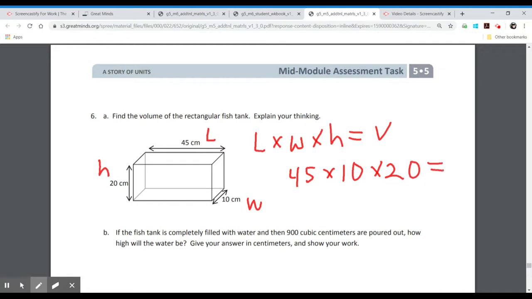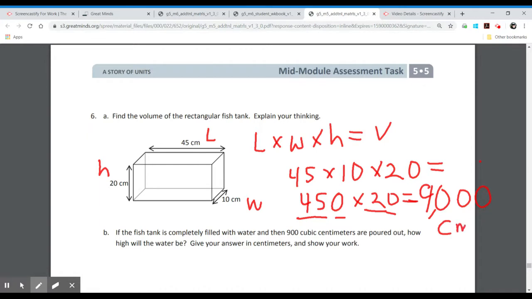Okay, so let's go ahead and multiply 45 times 10. That's going to be 450. You just have to add a 0. It's pretty easy. Times 20. If we multiply 2 times 45, we're going to do the shortcut. 2 times 45 is 90. Then we have two zeros, so we're going to add 2 more zeros, and we have 9,000. 9,000, it's centimeters, and it's cubed.